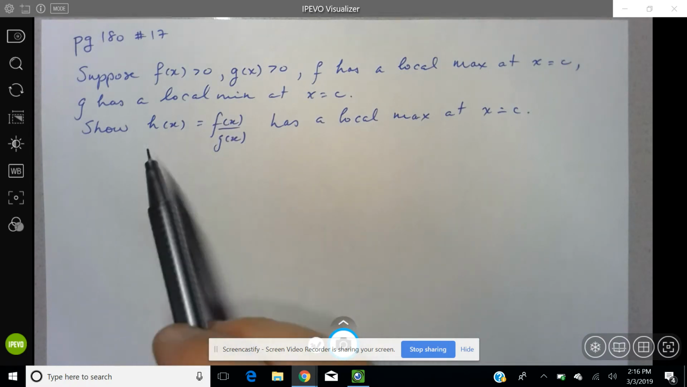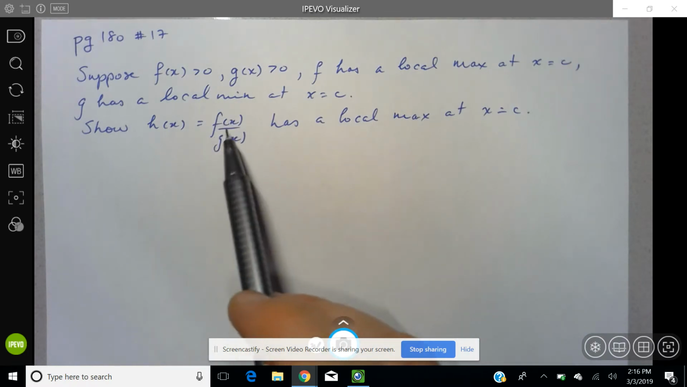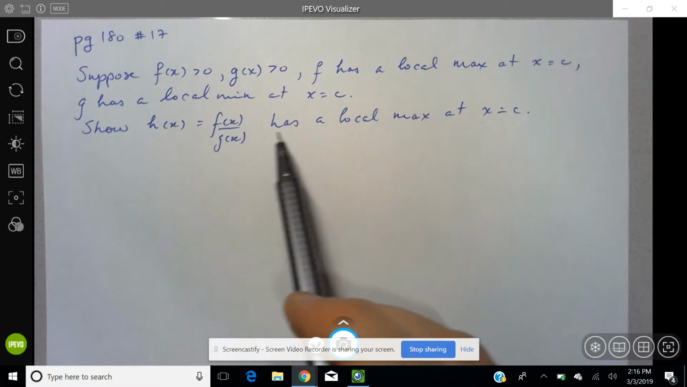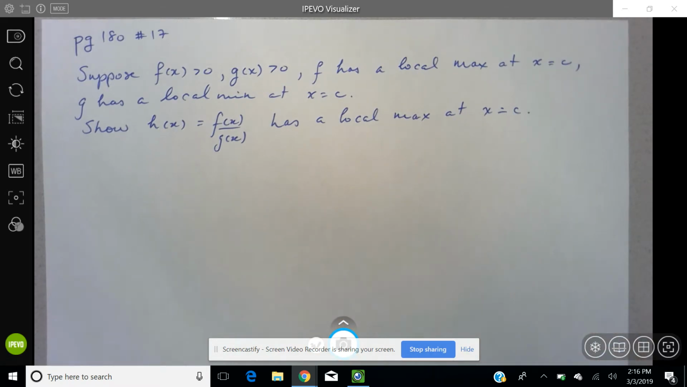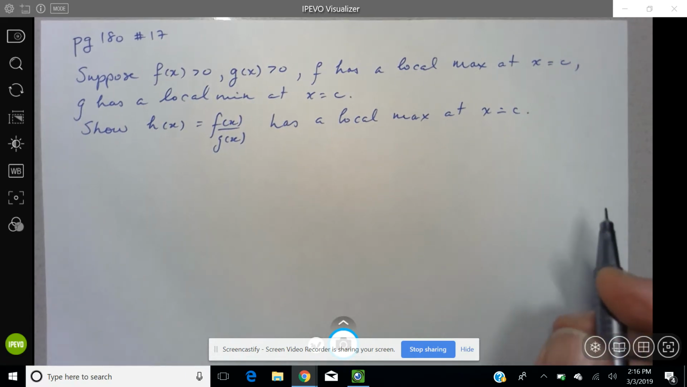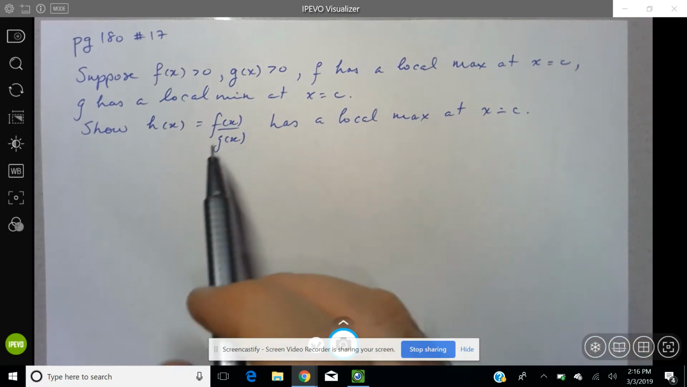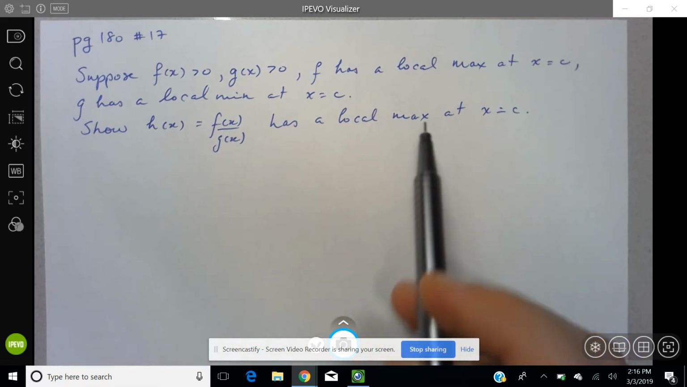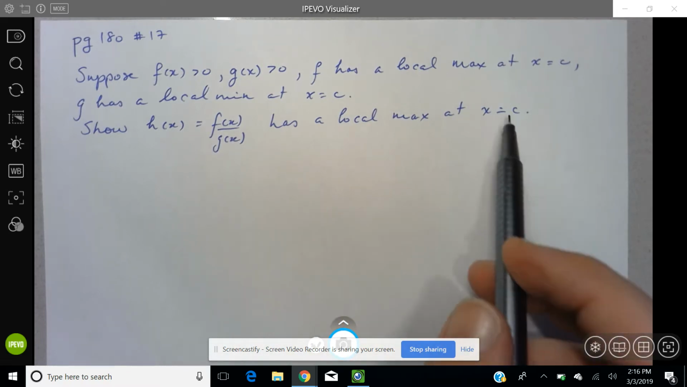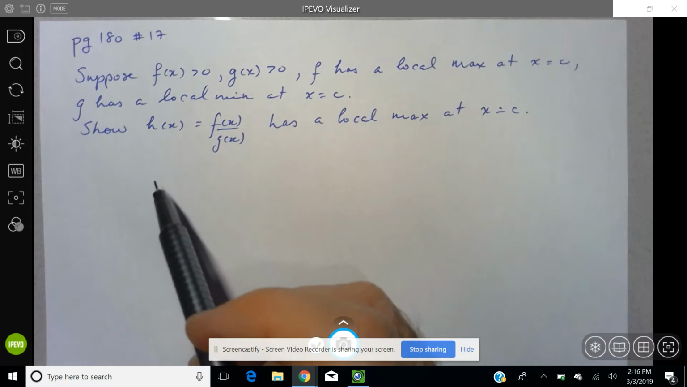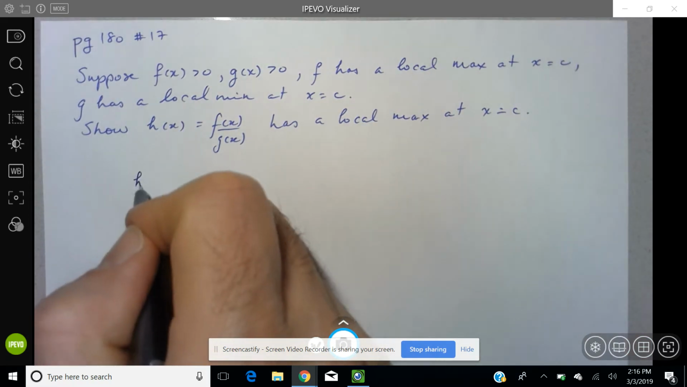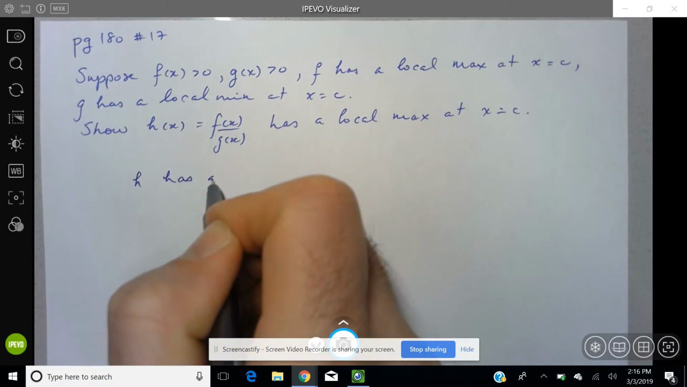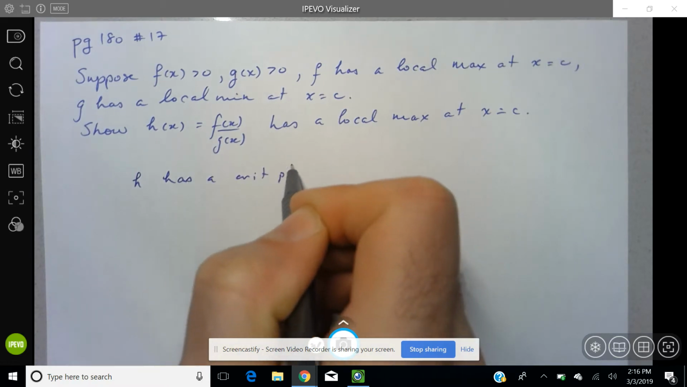And they want us to show that this function created from f and g, so h equals f divided by g, itself has a local max at x equals c. Okay. Now, when you're trying to solve a problem like this, the first thing I would suggest doing is figuring out what it is you actually need to show. So if h has a local max at c, it means that c is going to be a critical number for this function h.